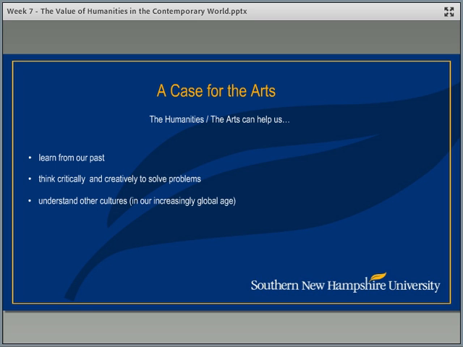So as the world becomes smaller in that way, it's important for us to consider how we can learn about one another and understand one another better through something like the arts and the humanities that can have a more universal approach or appeal.